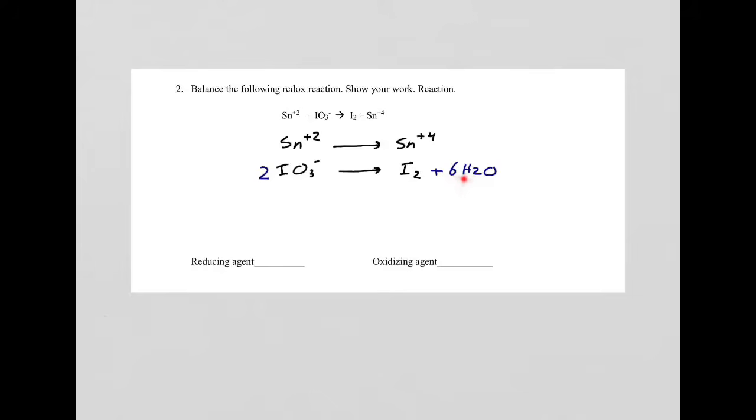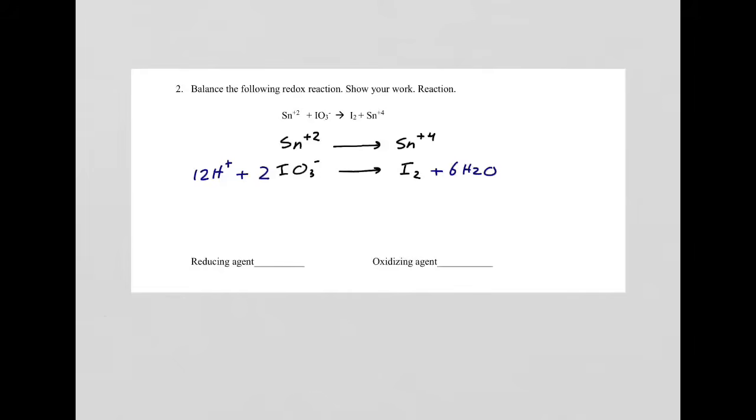How many H+ do I have on this side? Nothing on this side. On this side, I have 12, right? 6 times 2 is 12. So I'm going to add 12 H+ on this side to balance the hydrogen. Okay, so we balance the oxygen, we balance the hydrogen.